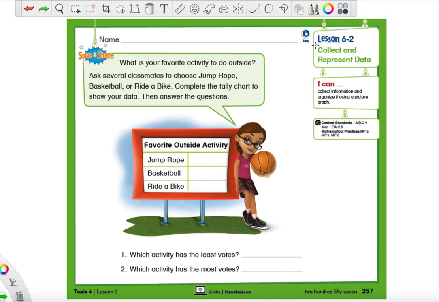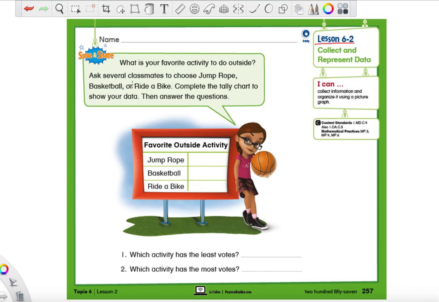Alright, so guys, today we're doing lesson 6-2. And we're going to collect data and use it and answer questions and a little bit of what we did yesterday, but we're going to add something new, something a little fun, something you're going to need crayons for. But don't worry, I'll let you know when you need the crayons. Don't panic, okay? You're fine.